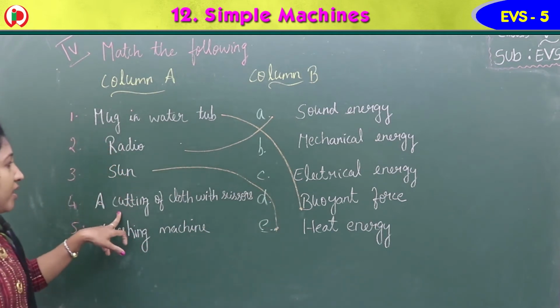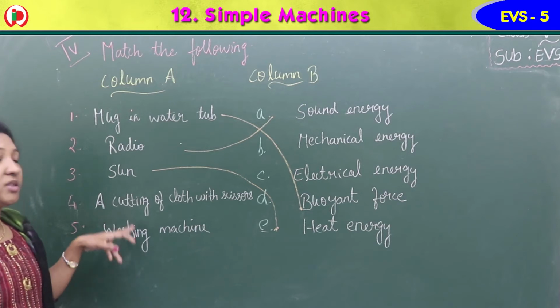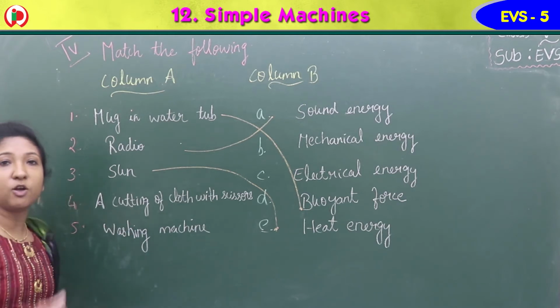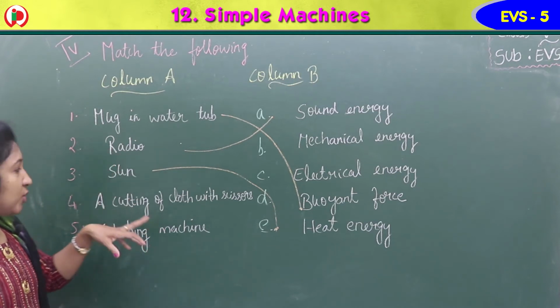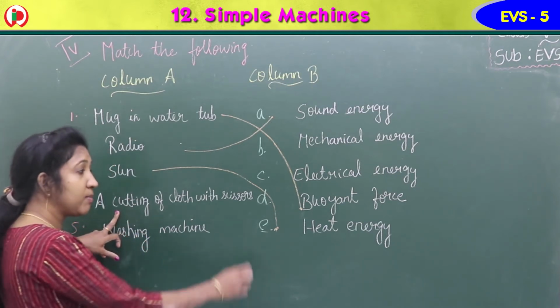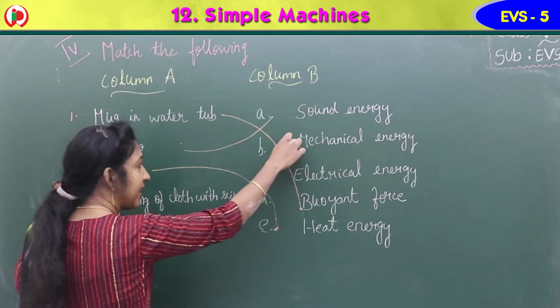Now fourth one, cutting of cloth with scissors. With scissors we cut cloth. Scissors is a simple machine, isn't it? So what energy are we using there? Simple machines work on mechanical energy.